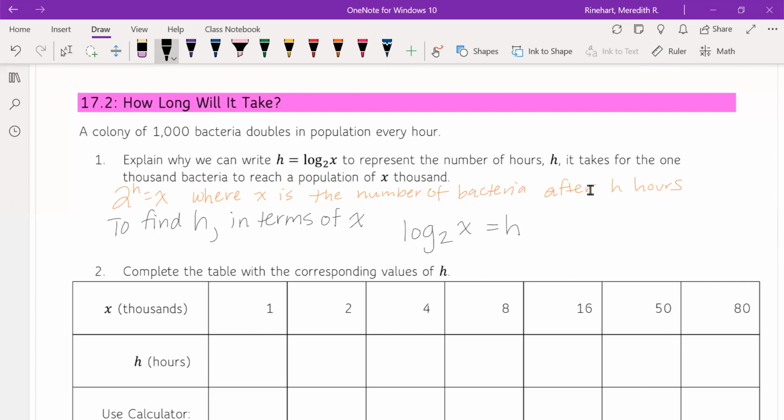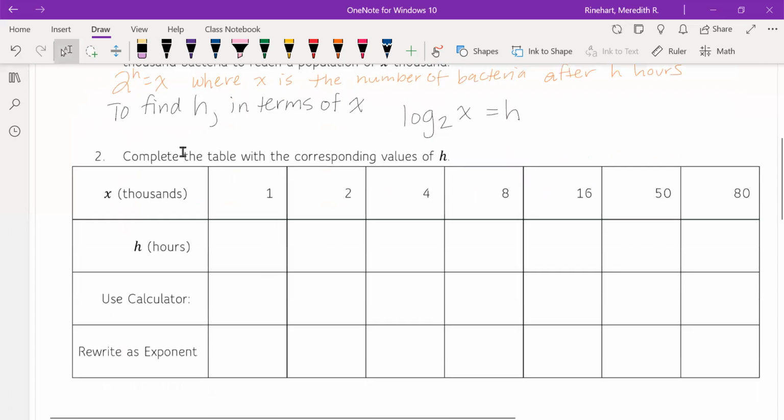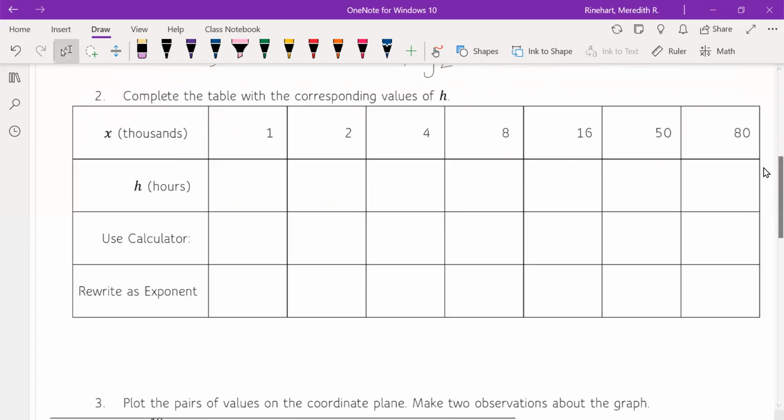So using this idea, let's complete our table. They're giving us our input of x, and we need to find our output of h. There's two ways to go about this. We could evaluate using a calculator. So in a Desmos calculator, I could click the keyboard, go to functions, then go to calculus, and find the button that says log base a, and type in the function log base 2, and then plug in my input of 1. So log base 2 of 1 in the calculator is 0.